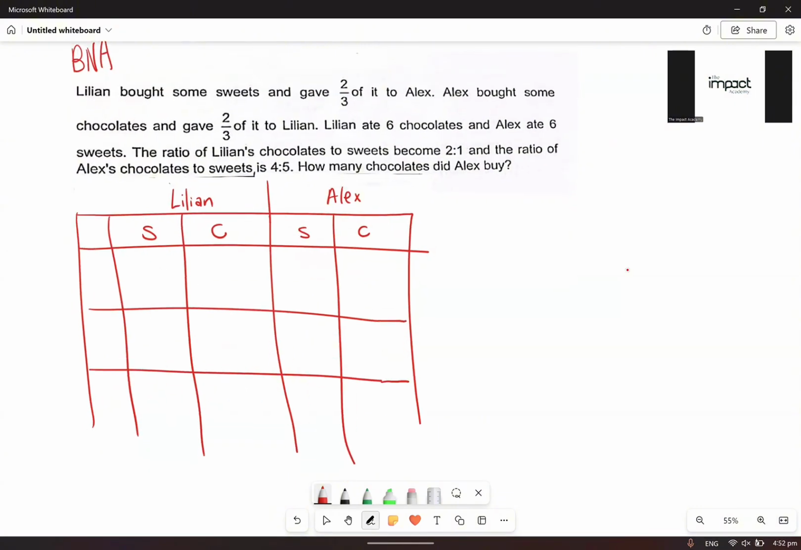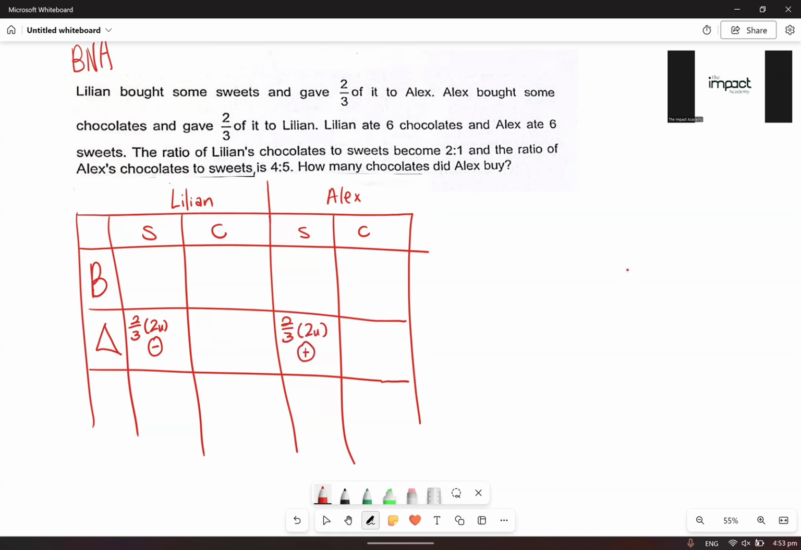Well, do I know how many Lilian bought? No, I have no idea at all. Make sense? But I know that there's a change. She decided to give how much? 2/3 of it to Alex. So 2/3 is basically 2 units, and this is a minus. True? And these 2/3 units didn't go to chocolate, they went to sweets. 2/3, 2 units, plus.